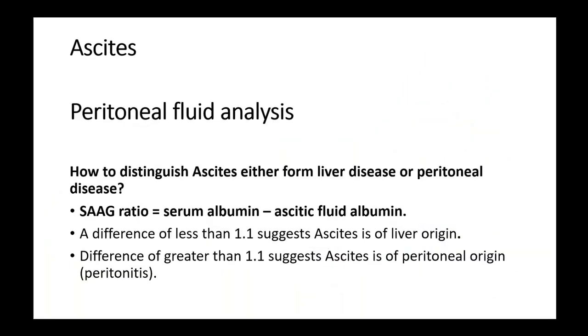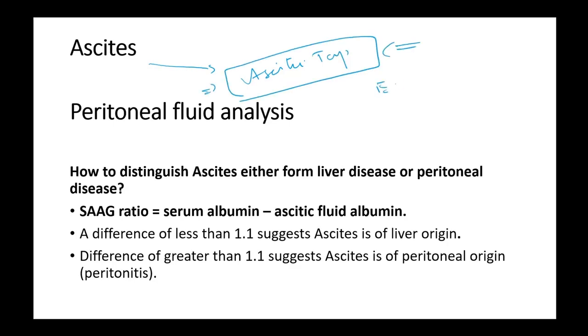So rule of thumb is whenever you have a patient with ascites, the first test you have to do is ascitic tap. That's the rule of thumb. You'll do it in the ER. If not done, do it on the floor. Because you need to do peritoneal fluid analysis. You need to see what is going on in there.